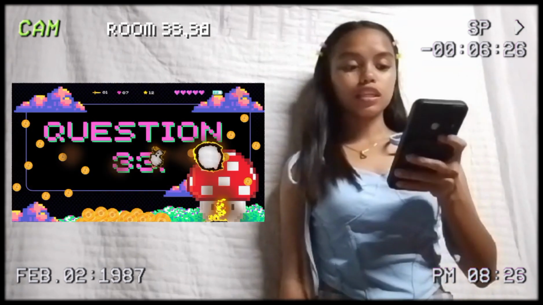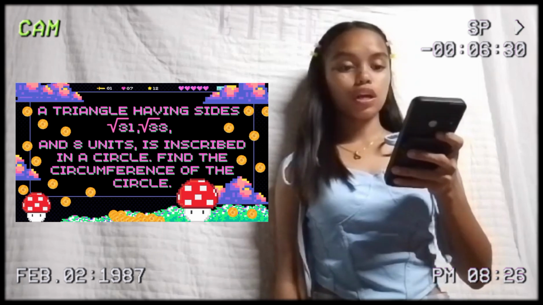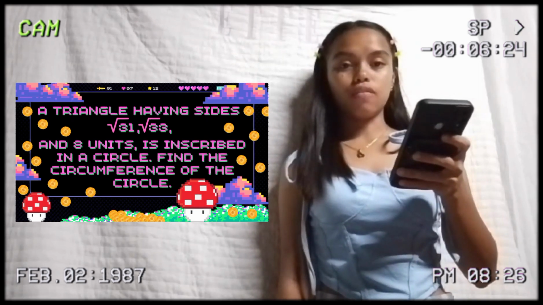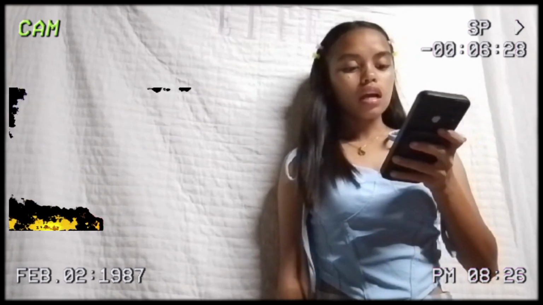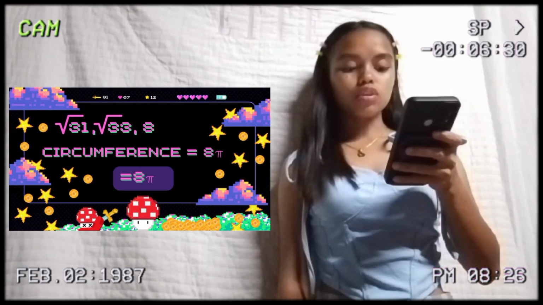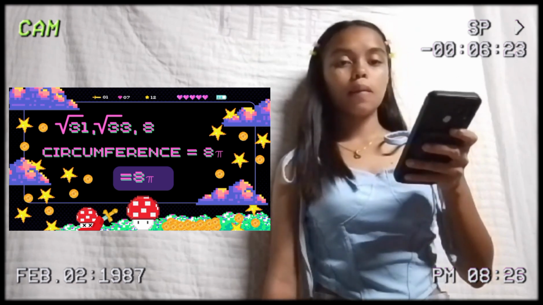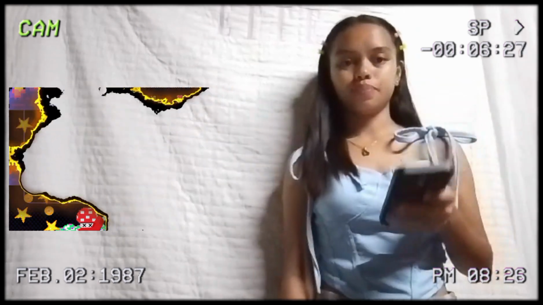The question number 33 is, a triangle having sides square root of 31, square root of 33, and 8 units is inscribed in a circle. Find the circumference of the circle. Square root of 31, square root of 33 plus 8 equals 8 pi. So the circumference is 8 pi.